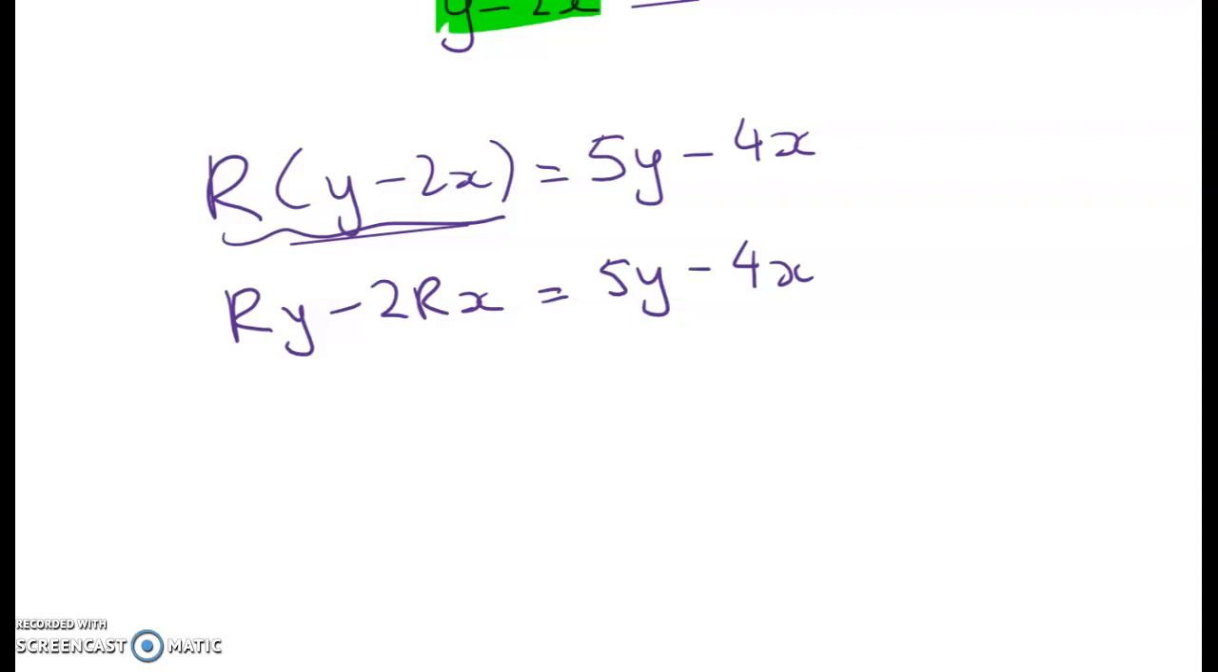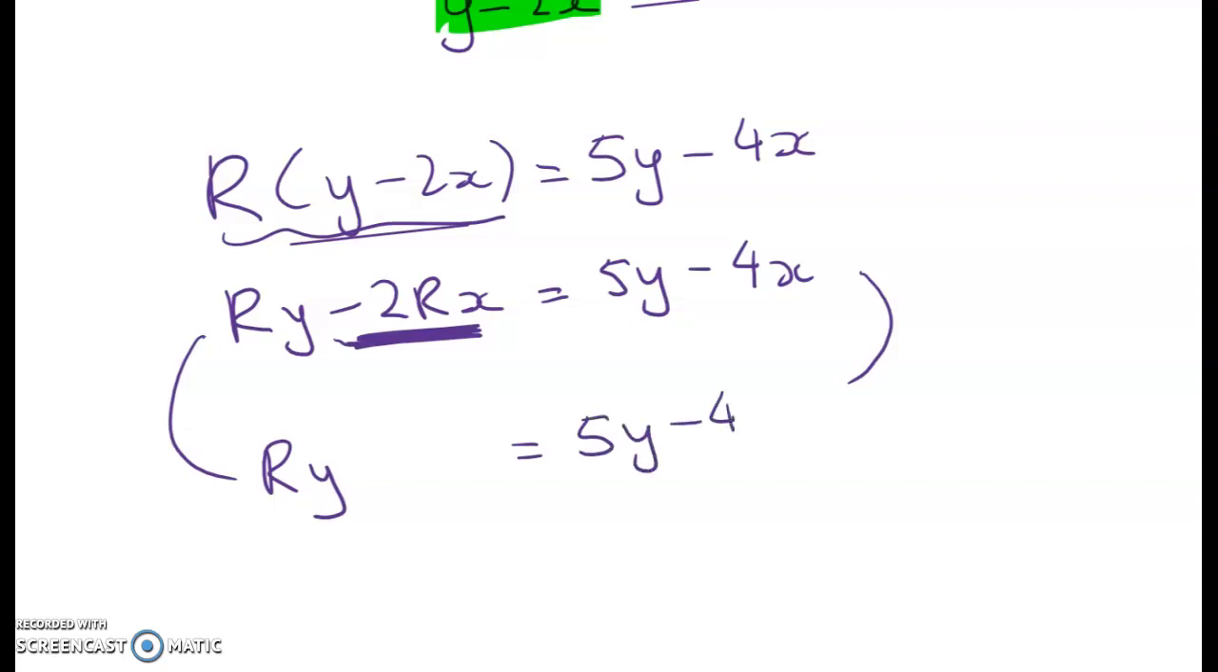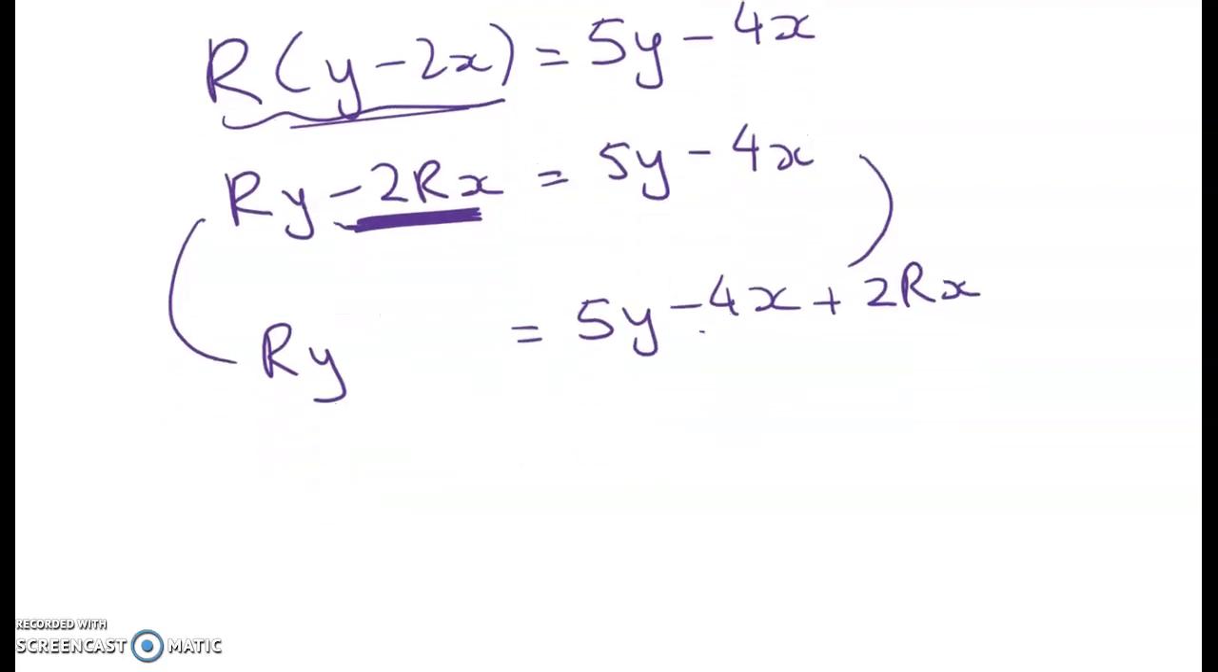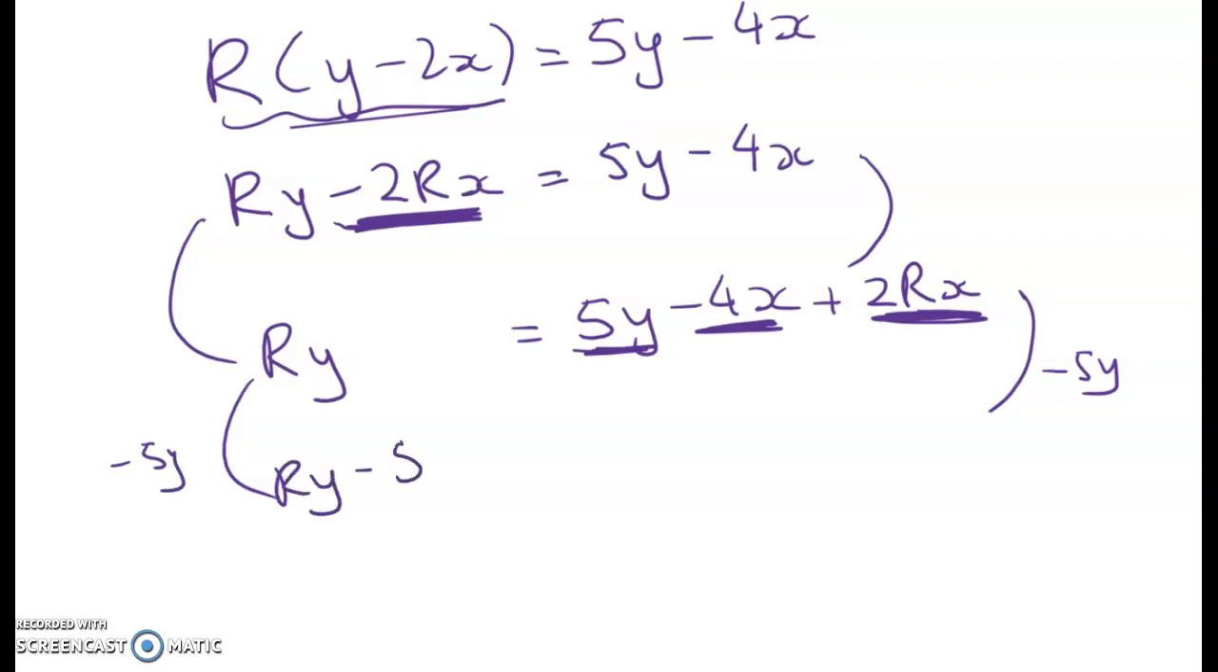Next step is just to get all the stuff with x's to one side and all the other stuff to the other side. It doesn't matter which way you go here, but I'm going to start by moving this by adding it to both sides, right? So we're going to have ry is equal to 5y minus 4x plus 2rx. And now this has got an x in it, this has got an x in it, but this doesn't. So I want to subtract the 5y from both sides. So ry minus 5y is equal to negative 4x plus 2rx.